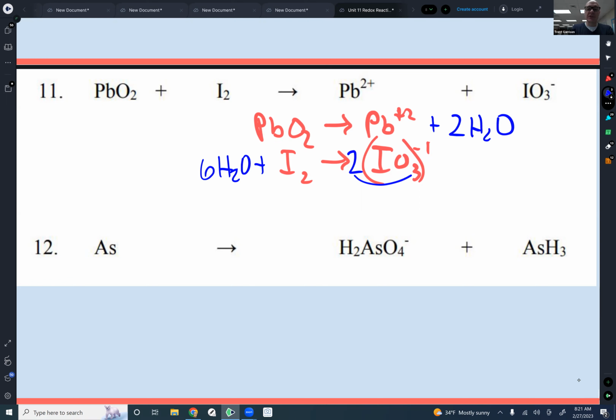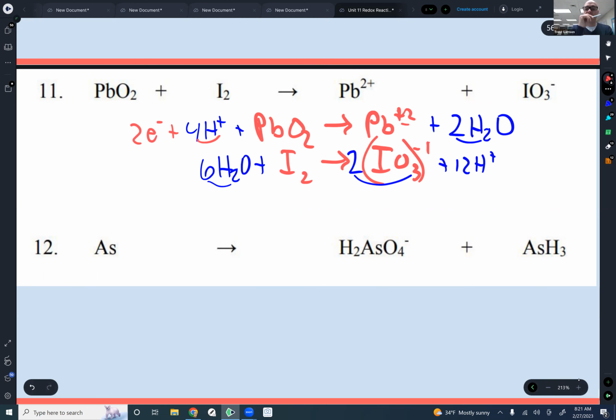Now I will balance my hydrogens. I will have to add 4 hydrogens to the left because 2 times 2. I will have to add 12 hydrogens over here because it's 6 times 2 on the left. Now my charges. I have +4 and I have +2. So that means I only need to add 2 electrons over here to get them balanced. Down below, I have -2, and I have +12. So that means I've got +10 left over. That means I need to add 10 electrons.